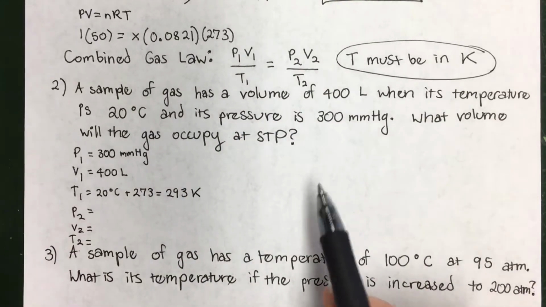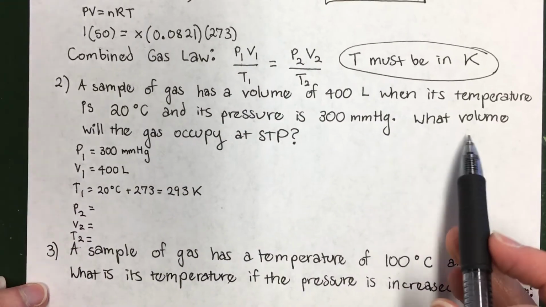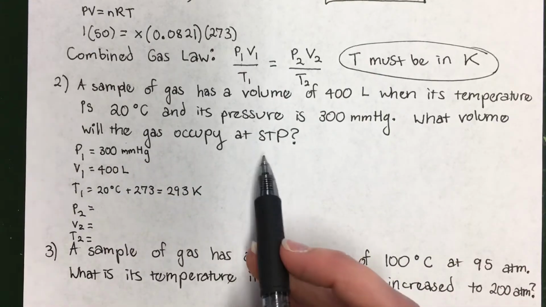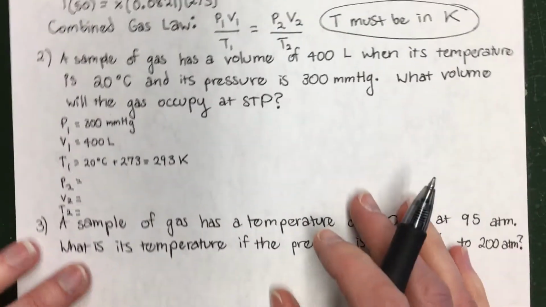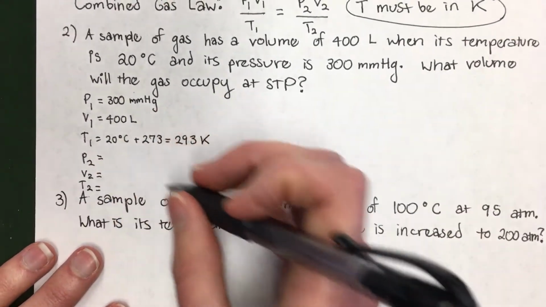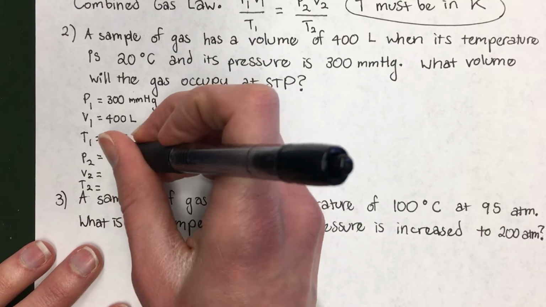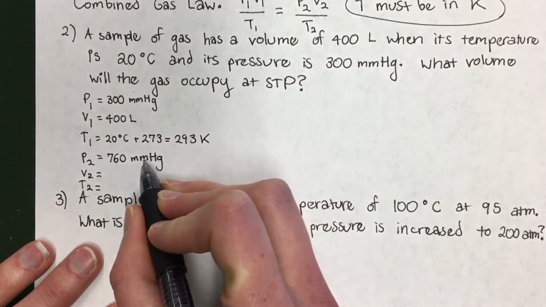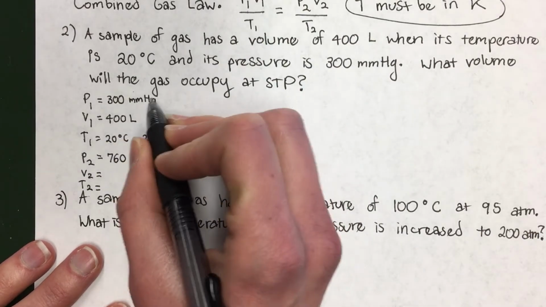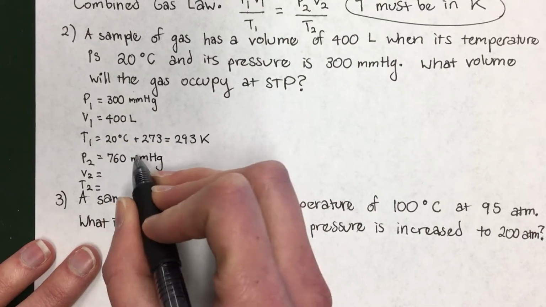Okay, now it looks like I don't have anything else, but look, it tells me the gas is going to be at standard temperature and pressure. So I know standard pressure is 1 atm, which is 760 mmHg. So my pressure is 760 mmHg. The thing with the pressures is that they have to be in the same units. So I can't have this one be mmHg and this one be atm. They've got to match.